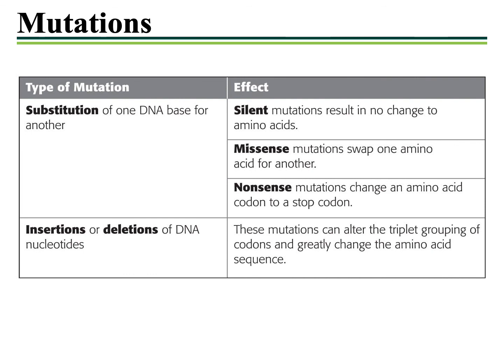Lastly, it could be what's referred to as a nonsense mutation. And a nonsense mutation is a change in amino acid codon to become a stop codon. This prematurely stops the protein synthesis process. You get what's referred to as a truncated protein. Typically, they are non-functional, and these are typically very dramatic in effect overall.